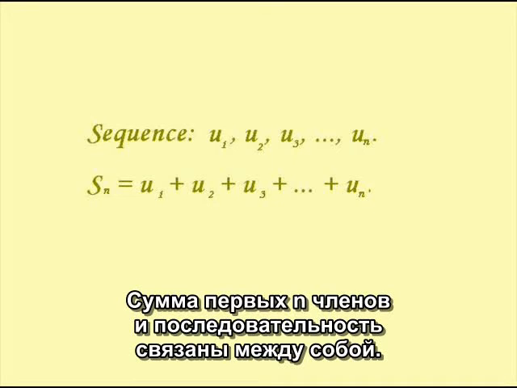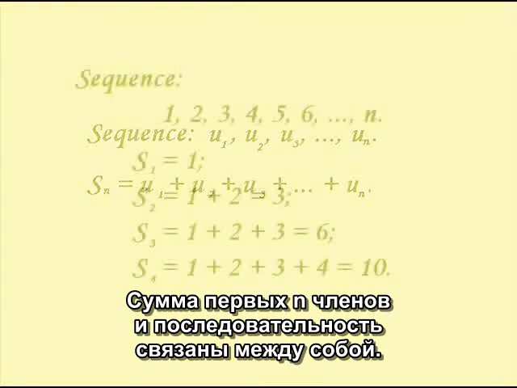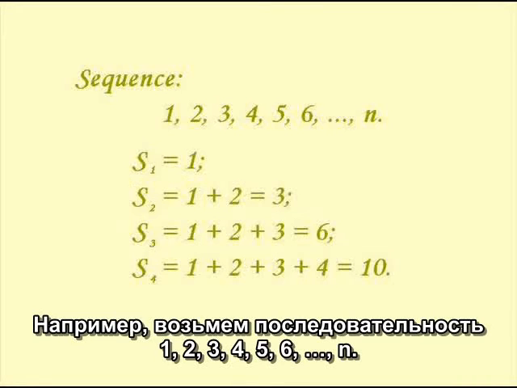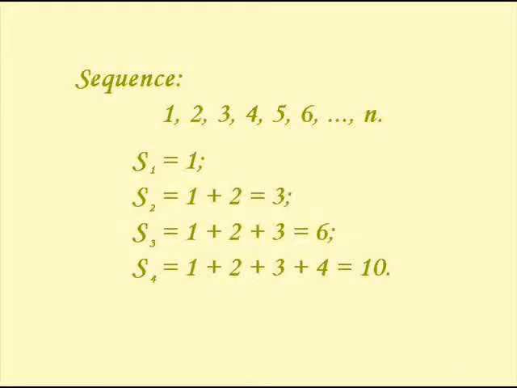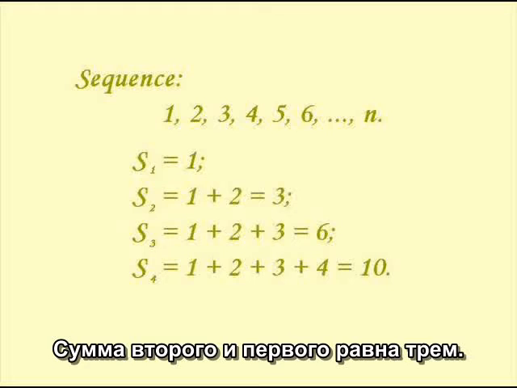So although the ideas of a sequence and a series are related, there's an important distinction between them. For example, let us consider the sequence of numbers 1, 2, 3, 4, 5, 6, up to n. Then S₁ is equal to 1, as it is the sum of just the first term on its own. The sum of the first 2 terms, S₂, is equal to the sum of 1 and 2, which is equal to 3.